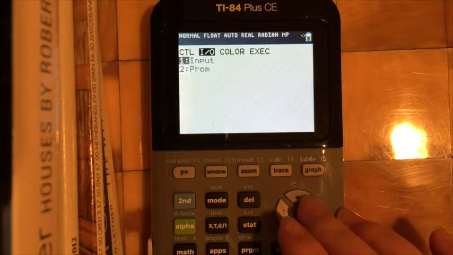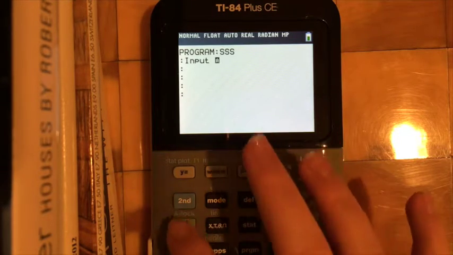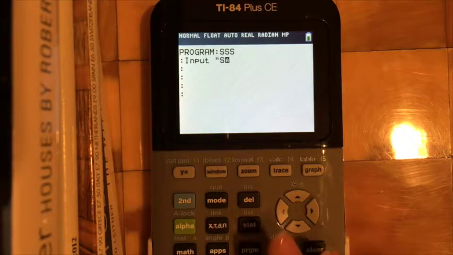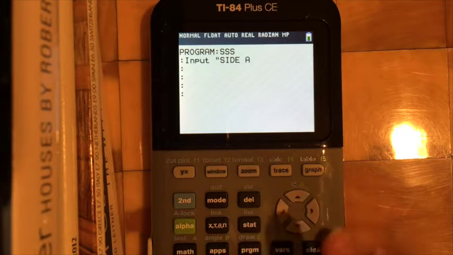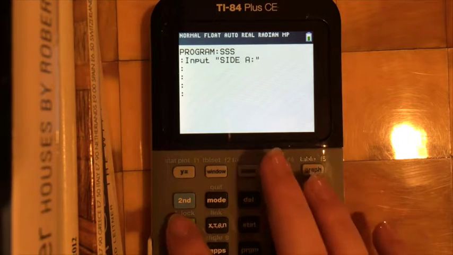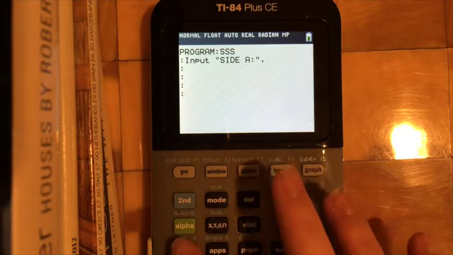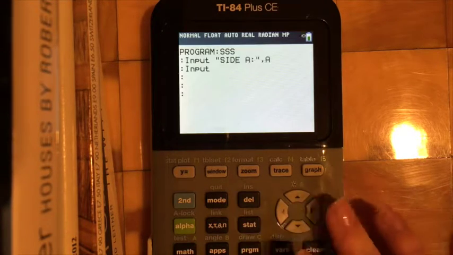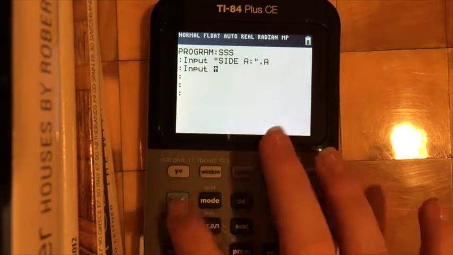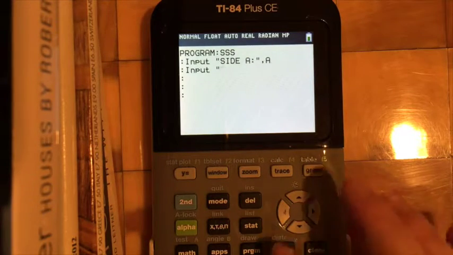The first step to coding an SSS Triangle program on your TI-84 calculator is to allow for all of the known information to be inputted into the program. After beginning a new program and naming it SSS, I clicked the Program button on my calculator and went to the I/O section and scrolled down to the option that said Input and pressed Enter.